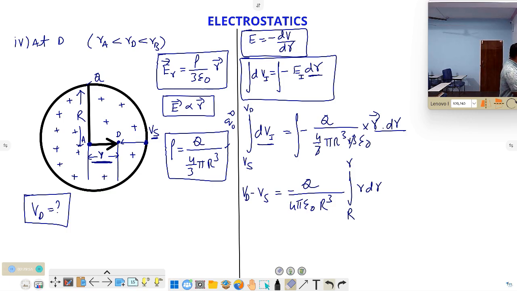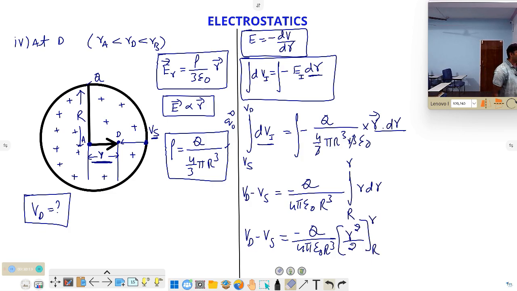If you solve this, what equation do we get? Vd minus Vs is equal to minus q by 4 pi epsilon naught R cube, integral of r dr, which is r square by 2, with lower limit capital R and upper limit small r. Now we have to solve this, so I'm copying this equation here.